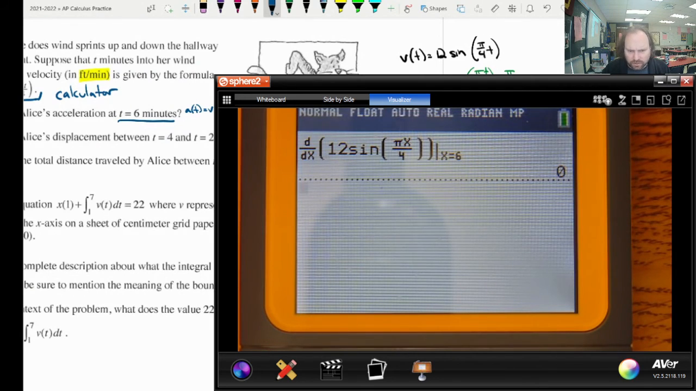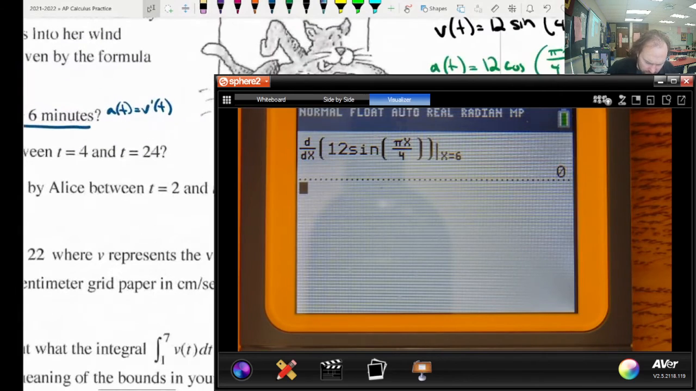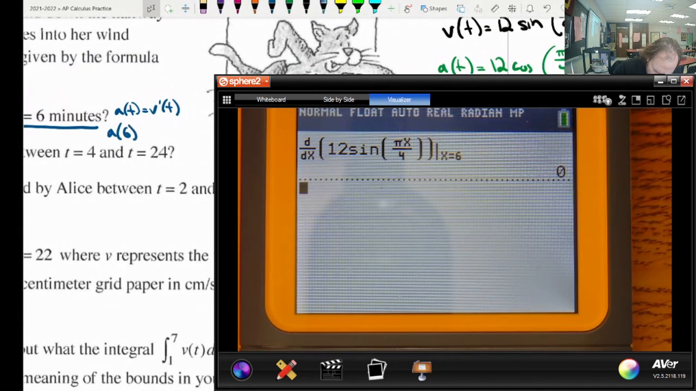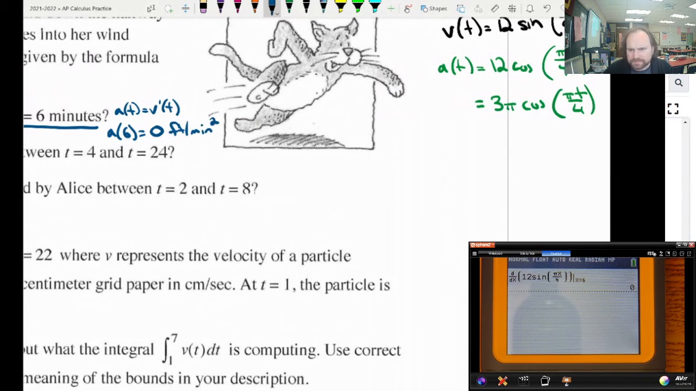So the first answer to this question, what's the acceleration? I guess if I'm looking at this right here, a of 6 equals 0. And we also should put units on this thing too, since it was given to us. Feet per minute squared would be the final thing there. Let's get calculator cam out of the way a little bit.